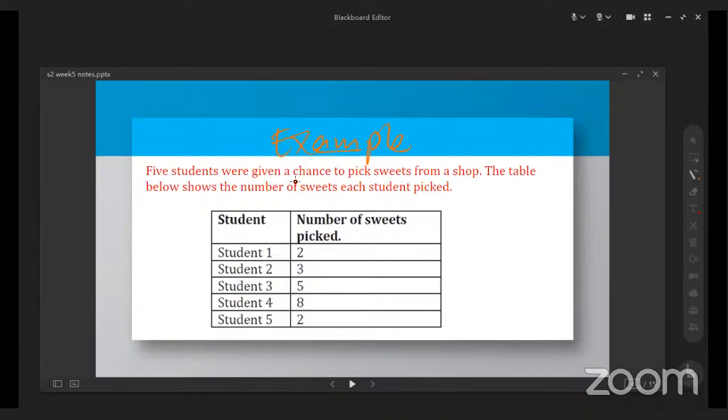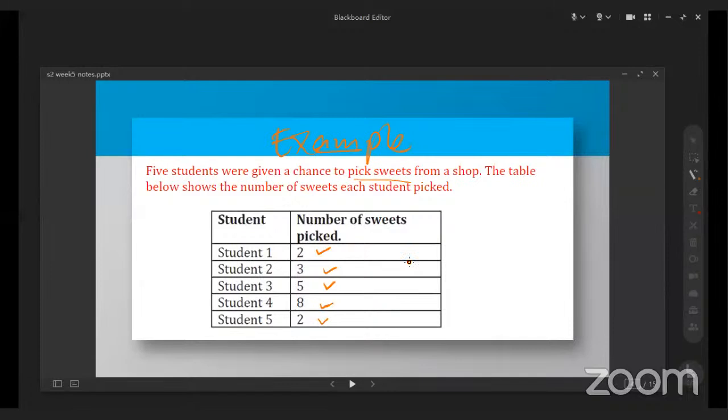we have 5 students and they go to a shop and they are told to pick any number of sweets from the shop. Everyone goes there, picks this one, picks this. Then at the end of it all, once everyone has picked the sweets, we now take notes. Who has taken how many sweets? So we say the first student took only 2. Another student took only 3. Another one took 5. Another one took 8. I think this is the highest, student number 4. I don't know who would be student number 4 in our class here. The one who took 8 sweets. And also student 5 took what? Took 2 sweets. So you take note of this.